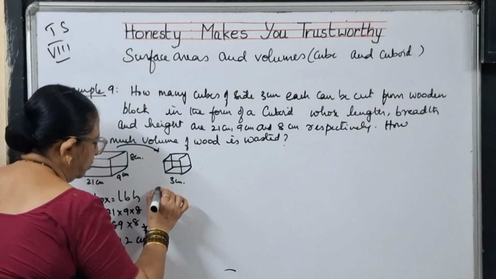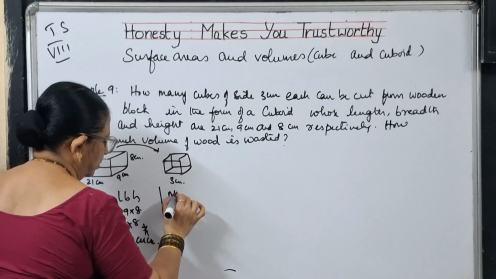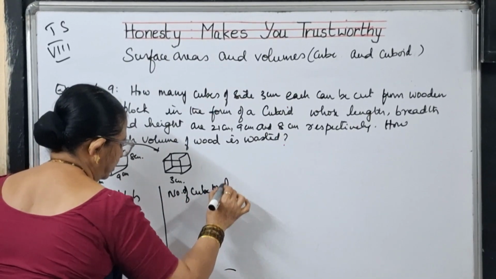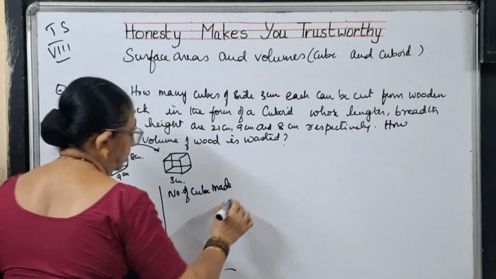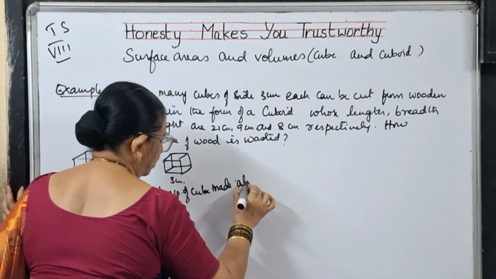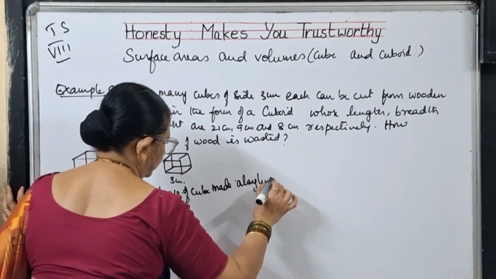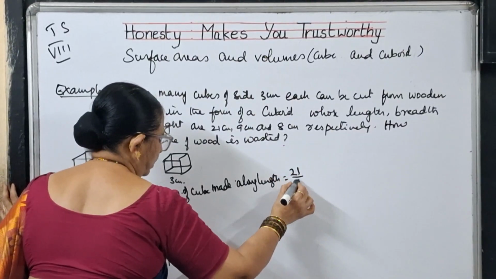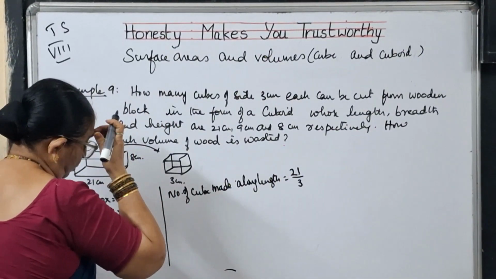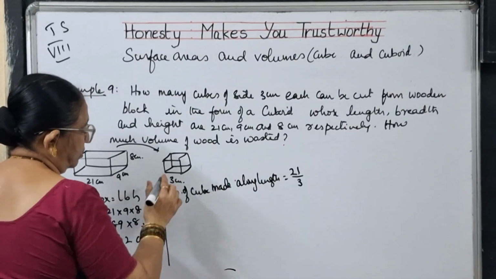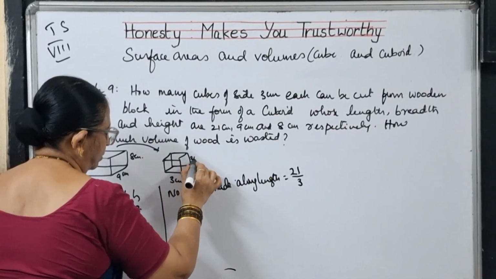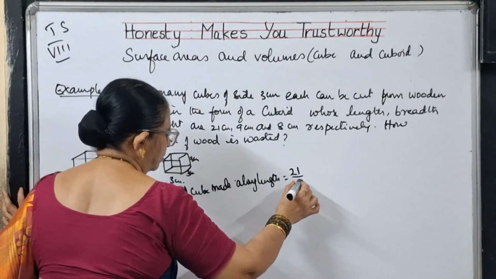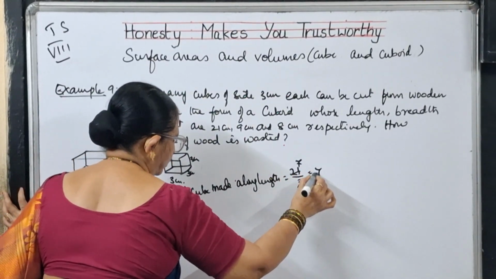Now, number of cubes made along length. What is the length, children? It is 21. 3 is the cube side measure. So 3, 3, 3, this is 3 centimeters, this measure is removed. So how many cubes can you get with the 21? 7.